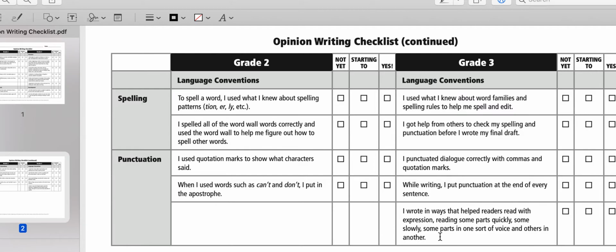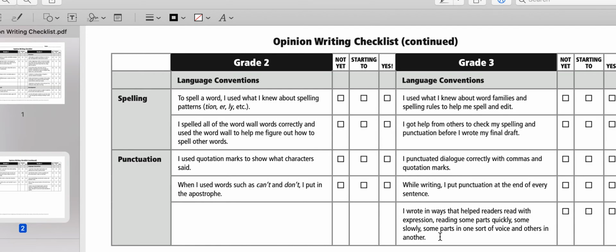Okay, and then once you've done those two categories, if you look down in the third grade section, there's one more that we need to look at. And it says, I wrote in ways that helped readers read with expression, reading some parts quickly, some slowly, some parts in one sort of voice and others in another. If your writing tells your reader how to read that piece of writing, then you could mark yes. And again, go back and give the proof of that.